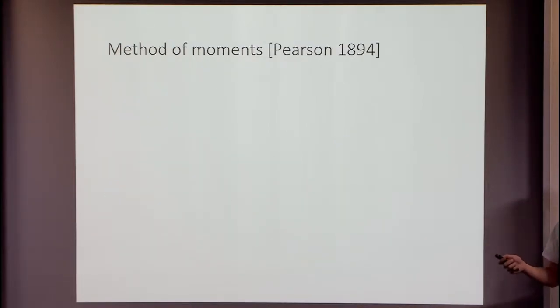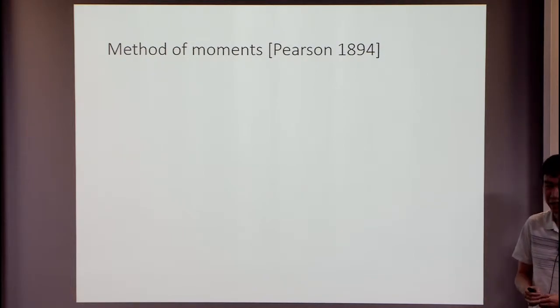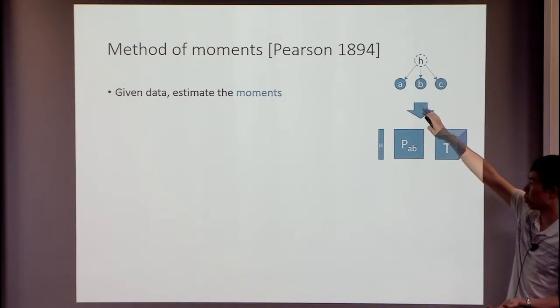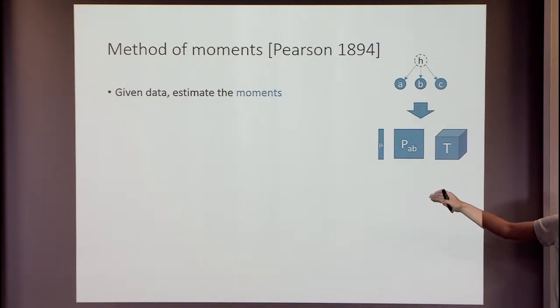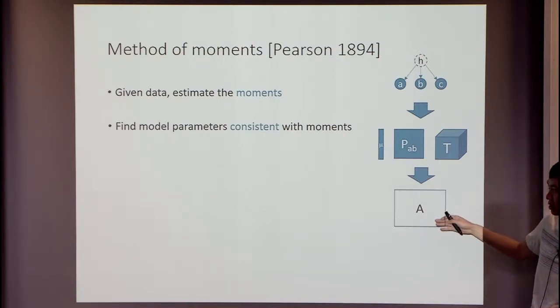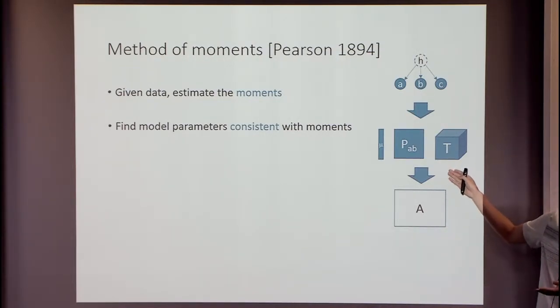So method of moments is actually a very classical tool in statistics. It was introduced by Pearson in 1894, so it's really old. Generally, there are two steps when we want to apply method of moments. The first step, given the samples of the data, we will estimate these lower order moments. And then given these moments, we would like to find a set of model parameters that's consistent with the observed moments.